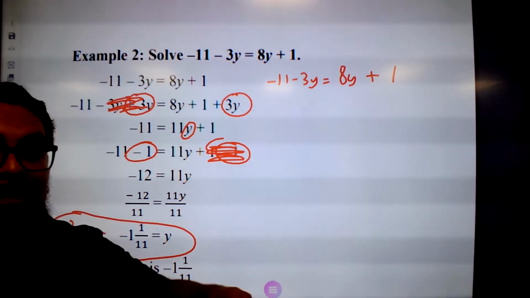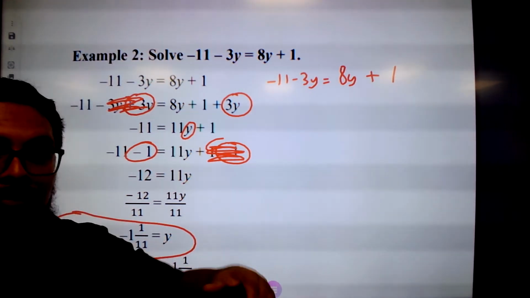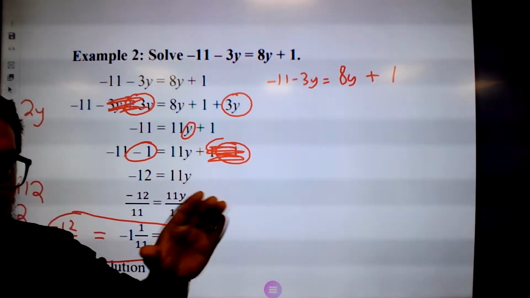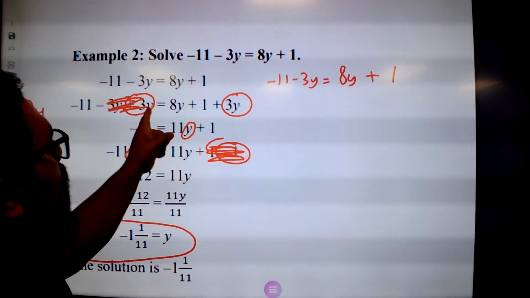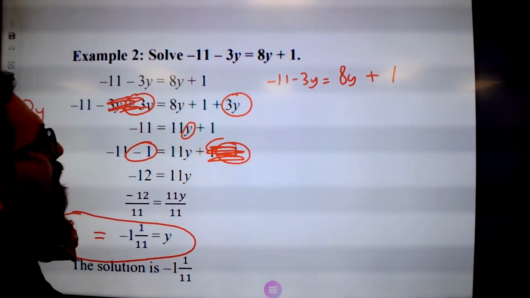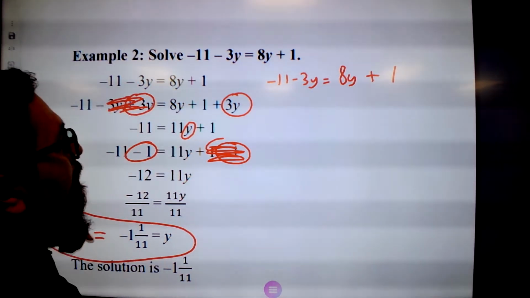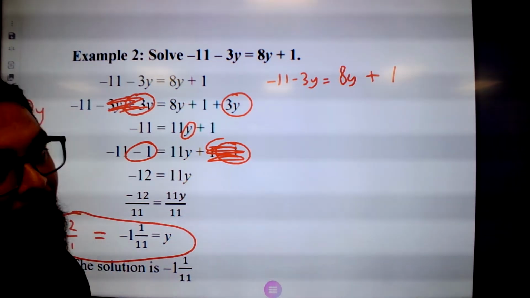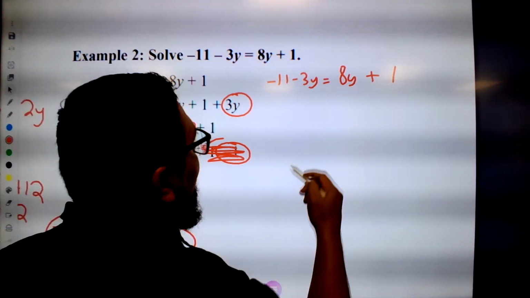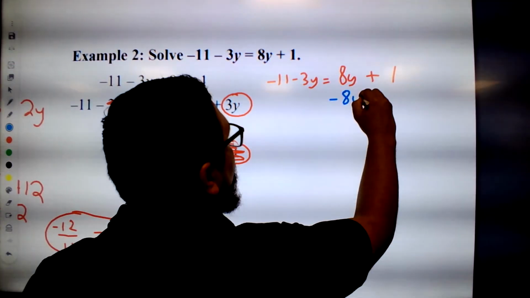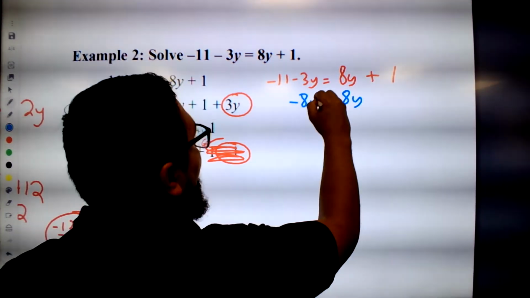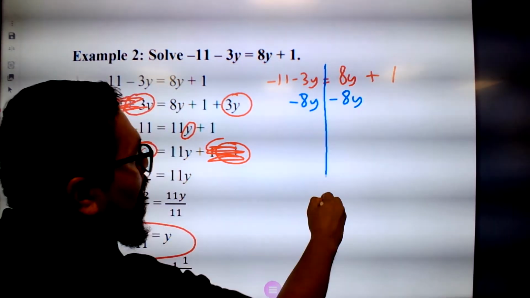Now, let's do this a slightly different way. I like to show you guys 2 different ways to do it. So I'm going to go ahead and show it to you here. What they did here is they added 3y to get rid of this guy. So what I'm going to do is subtract 8y. Subtract 8y from both sides. Put my line here.